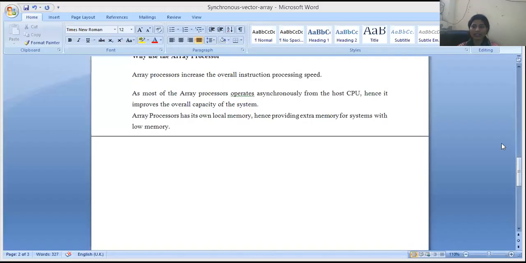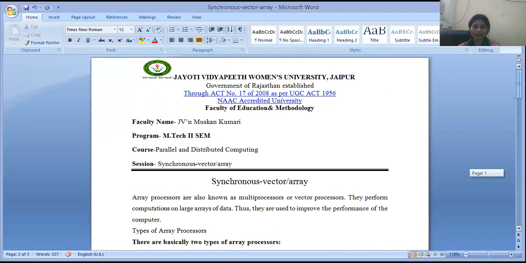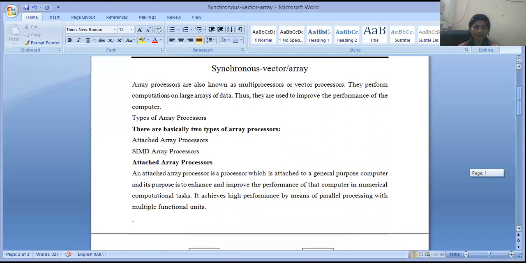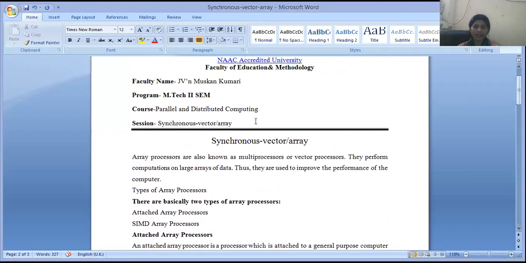To make it easy and better to understand, I want to share my Word file, which was created by me. Please wait for 1 minute. Here is the file. Just see this one. Synchronous vector and array. Vector and array in the synchronous setting, isn't it?